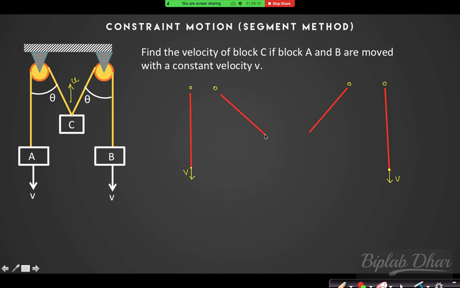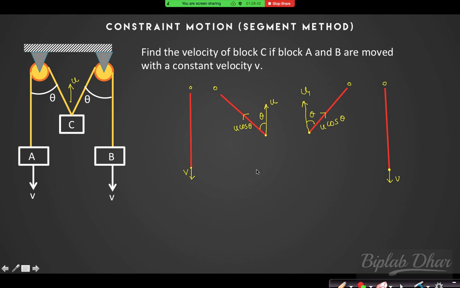If U is upward, what is the velocity of the end point of the second segment? U cos theta. But what is the velocity along this string? U cos theta. Similarly, what is the velocity at this point? It is also U cos theta in this direction.